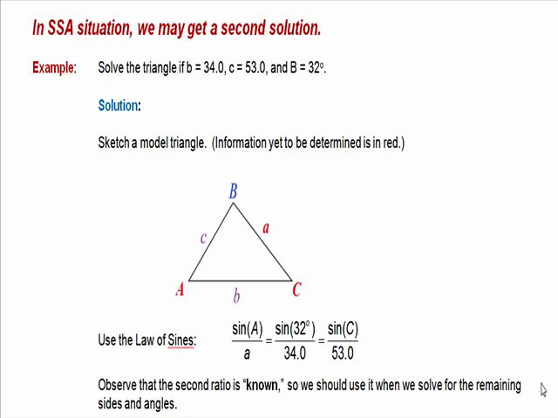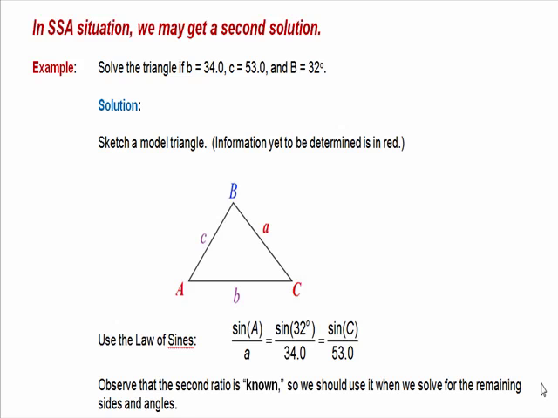Now we're going to take a look at what's called the ambiguous case. Some of you, I think, may have referred to it as the donkey case or something of that nature. It's the situation where we have two sides and an angle, and so we have side-side-angle. Let's take a look. It's probably easiest to illustrate by looking at an example.